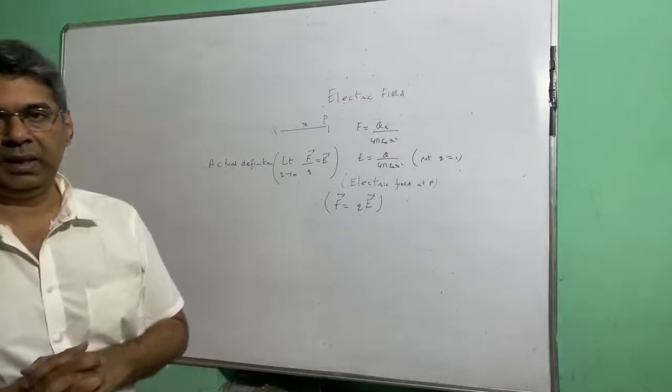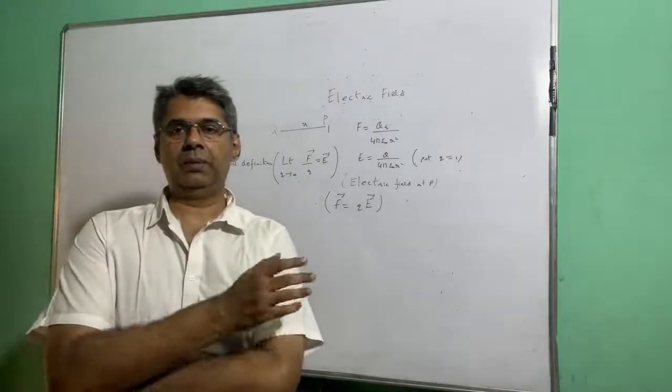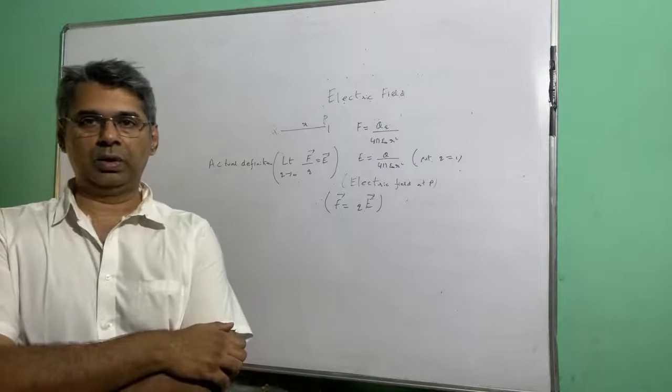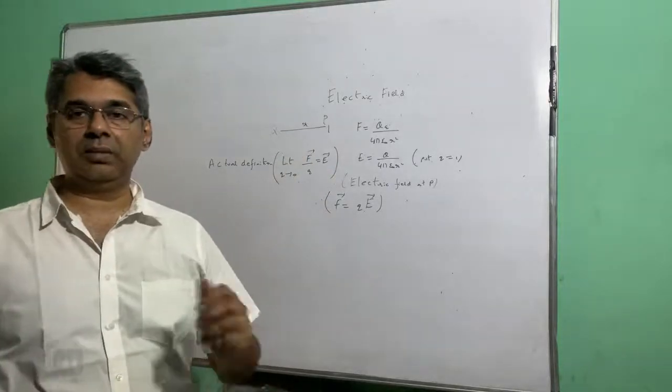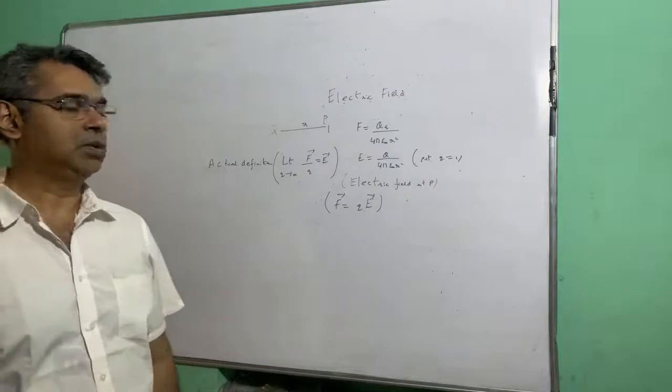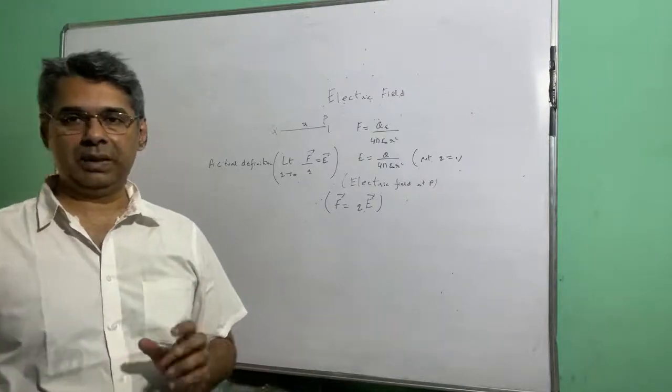You have to understand that the charge of an electron is 1.6 into 10 to the power minus 19 coulomb, and you are saying that over here you are putting a 1 coulomb. So 1 coulomb is a very large amount of charge. So physically it's not a very good approach.